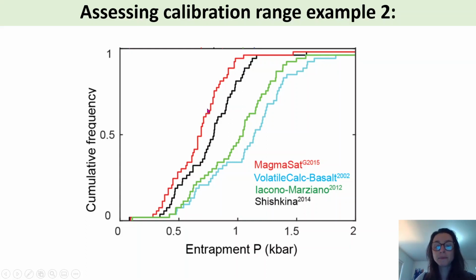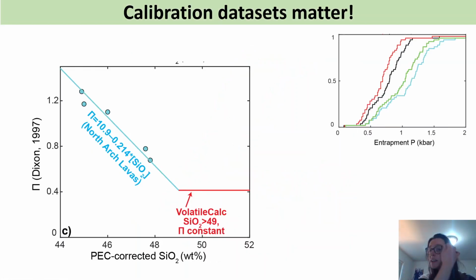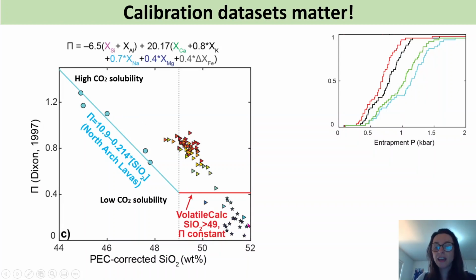What we see is magmasat and Shishkina lie at relatively similar pressure values, considering the errors on those models, and then Iacono-Marziano and volatile calc basalt lie at much higher pressures. So first, let's evaluate perhaps why volatile calc basalt is giving different values. Here I'm showing yet again this Pi silica trend that this model relies on. And we can overlay the post-entrapment crystallization corrected values of these Kilauean melt inclusions.